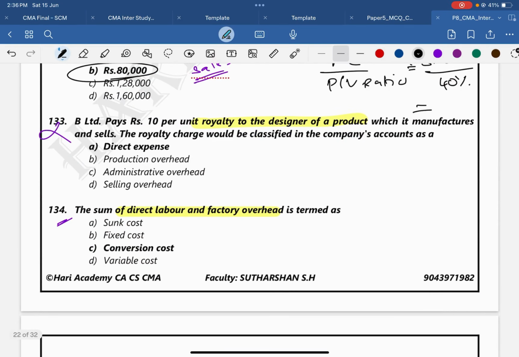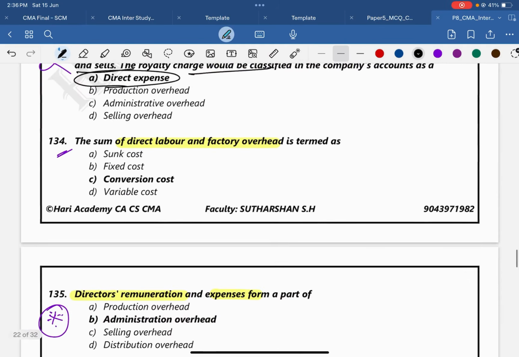Then B Limited is oil related, we have done. Royalty paid to the designer of the product which is manufactured. Any royalty which is related to that material or related to that production is known as a direct expense as per cost accounting standard 10.